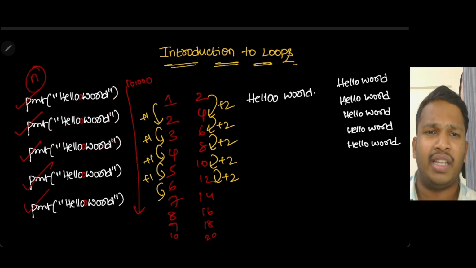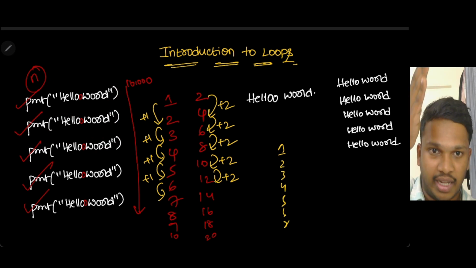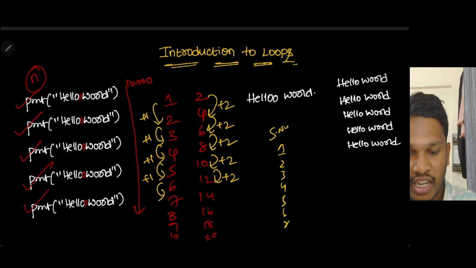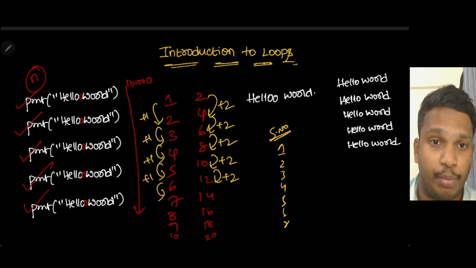5 times. For example, if you open Excel, you will get 1 2 3 4 5 6 7 8, like this, numbers on the left side, serial numbers. How do they get them? Did they write like this, print 1, print 2, print 3, print 4?